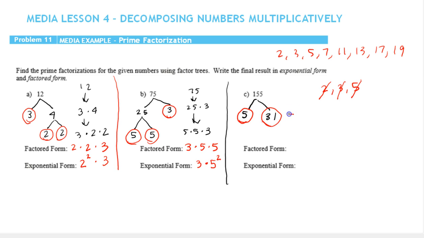So that means 31 is prime. And that's our prime factorization, 5 times 31. The exponential form in this case is actually going to be equivalent because, since we didn't have a repeated factor, we would just repeat writing the 5 times 31.